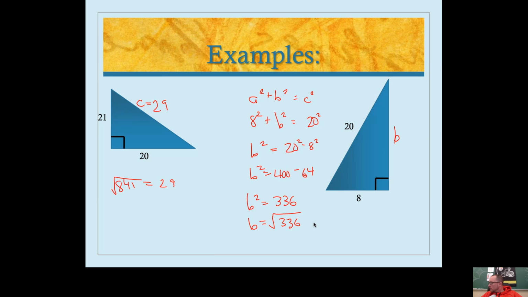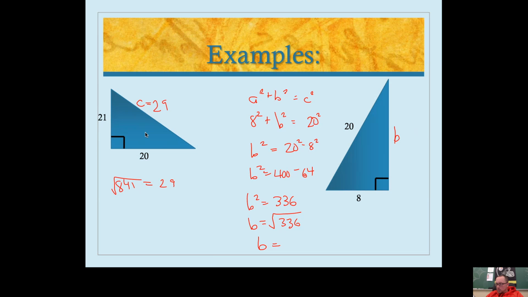So is 336 a perfect square? It's not. If you look on your chart, 336 is in between 324 and 361, those perfect squares. So you know your answer is going to be in between 18 and 19. Okay, and that makes sense because 20 is the biggest. So 18 and 19 is definitely less than that. Okay, if we jump back over here, 29 was bigger than 20 and 21. That makes sense. That's the hypotenuse.